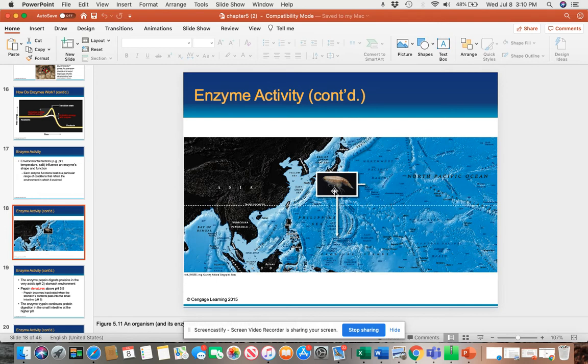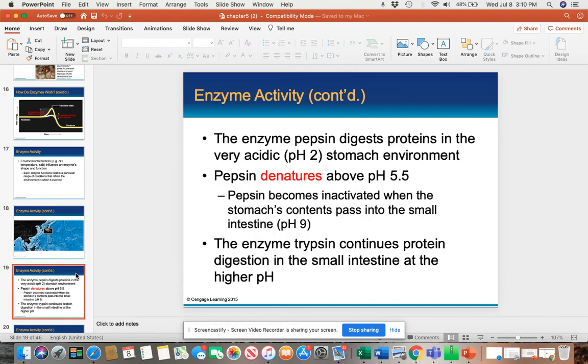Remember, there are four types of macromolecules: proteins, carbohydrates, lipids, and nucleic acids. Enzymes are proteins, which means that they can change form when in an unsatisfactory environment. In other words, the shape of the enzyme changes, the shape of the protein changes, therefore it denatures.